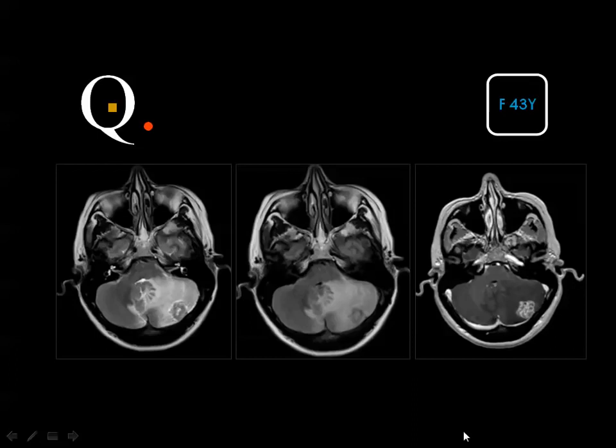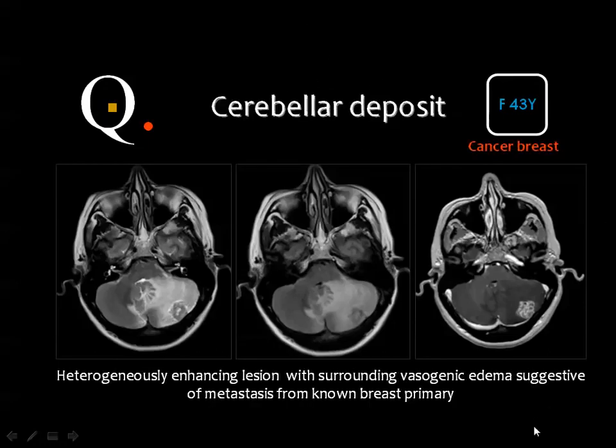Metastasis is one of the possibilities. Other possibilities: glioblastoma multiforme, and lymphoma in an immune-compromised patient. Lymphoma, metastasis, and glioma are considered in the differential diagnosis of heterogeneous enhancing lesions in the brain surrounded by significant perifocal brain edema. And if the patient is known to have breast cancer, then the diagnosis is cerebral metastasis.